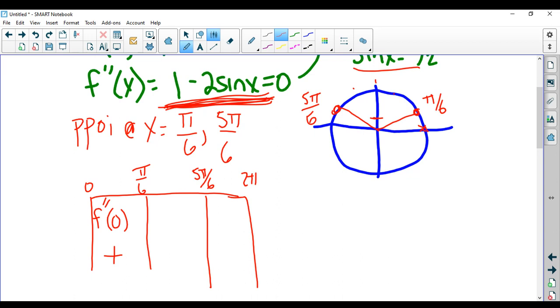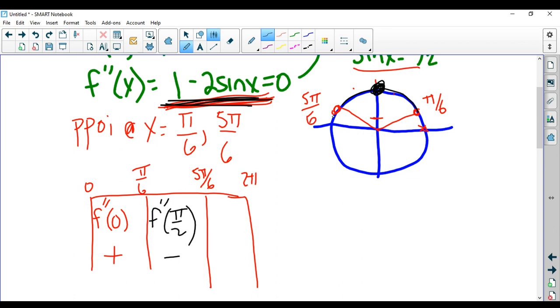So from pi over 6 to 5 pi over 6, which if you look to the unit circle is this interval, I'm going to pick this as my test point, pi over 2. The second derivative at pi over 2 would give me, go back to the derivative, 1 minus 2 times the sine of pi over 2. The sine of pi over 2 is 1. So that would be 1 minus 2, which is a negative 1, or negative, concave down.